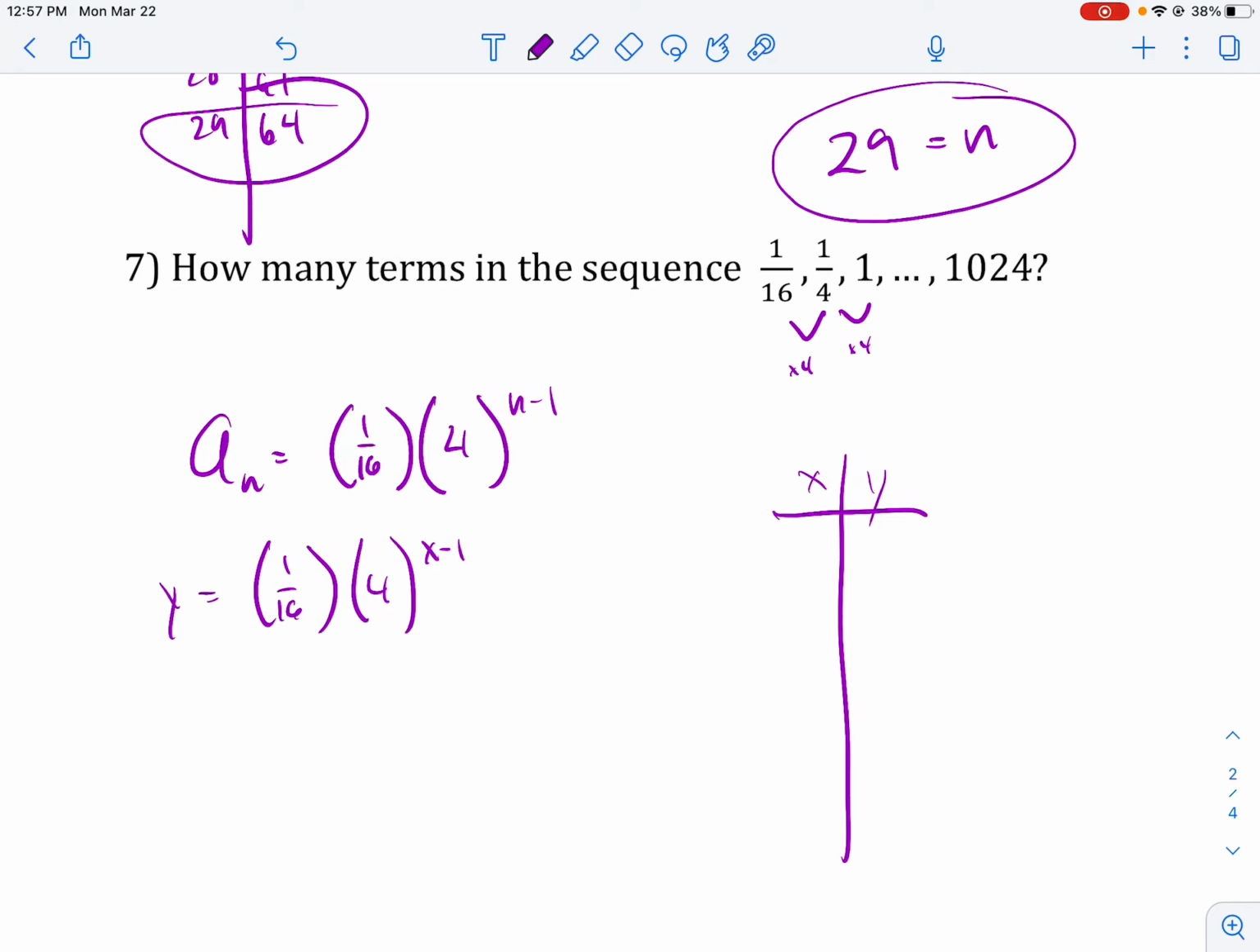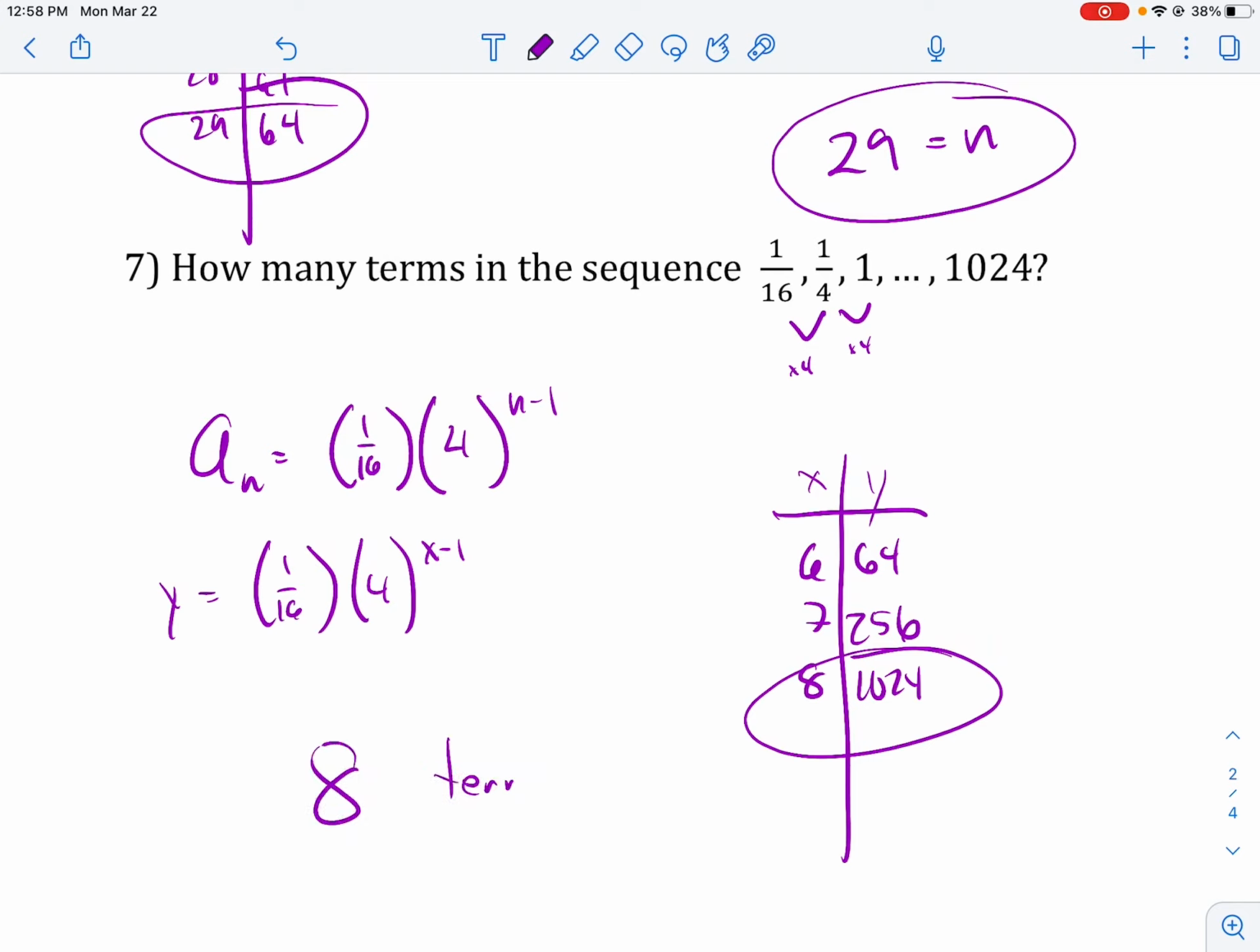And lo and behold, right, our first term, 1/16, second term, 0.25, third term, 1, and so we're scrolling all the way down till we see 1024. So at 6, you're at 64. At 7, you're at 256. And at 8, you're at 1024. So this is 8 terms. Okay?